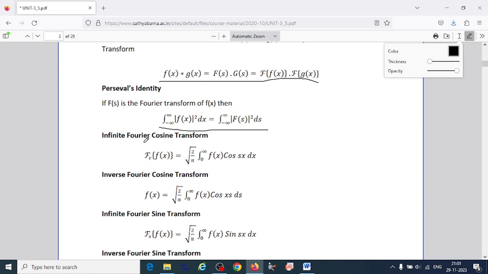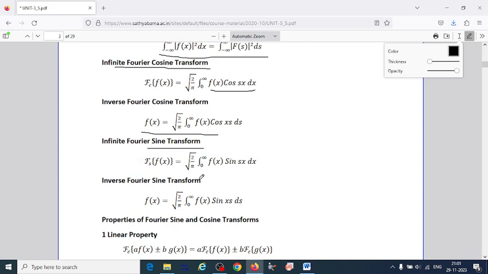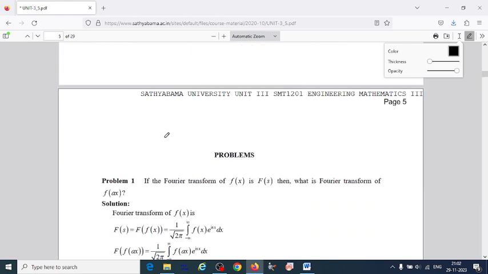Okay, identity. We have cosine and sine Fourier transforms. So the infinite Fourier cosine transform, 0 to infinity. The inverse cosine transform is just the reverse of that. Here capital F of the function f of x is root 2 by pi, integral from 0 to infinity of f of x cos s x dx. Like that the inverse Fourier transform we can write. So the infinite Fourier sine transform equation goes like this, and the inverse Fourier sine transform. So these equations you must keep in mind to solve any problem. So let us solve some of the problems here.